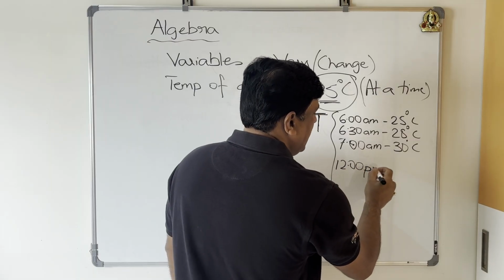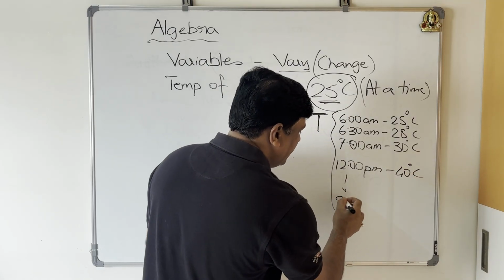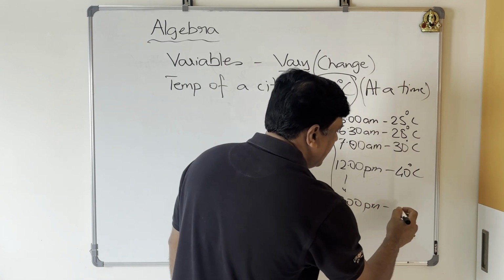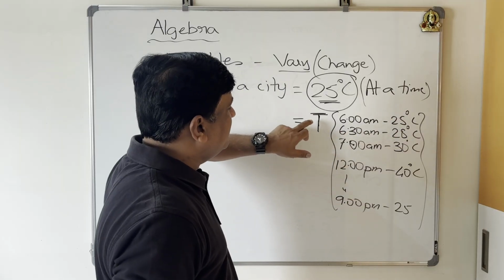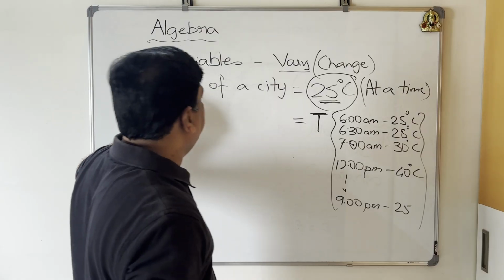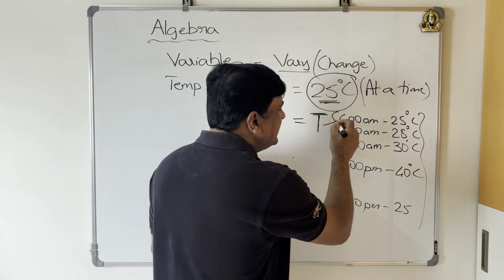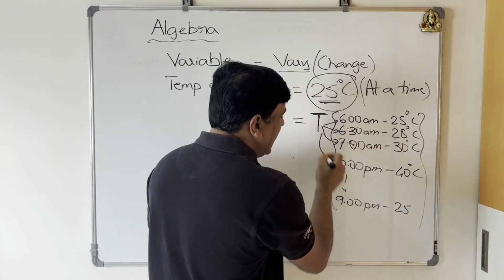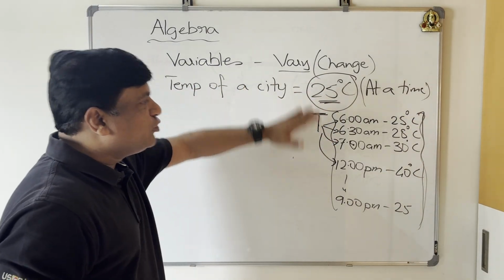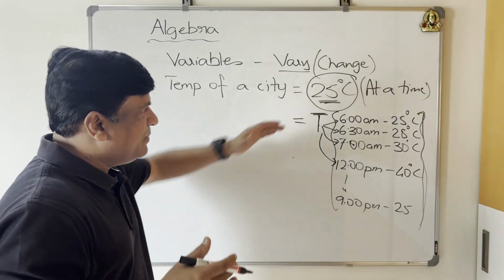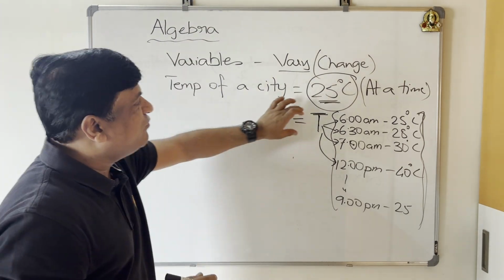At 12 noon, what happens? It can be around 40 degrees. Similarly, when it keeps coming down, at 9 p.m. in the night, it might be 25 again. So look at how many values it can take during the day. This T, the variable assigned to the temperature of the city, can take multiple values during the day. And we save those numbers at that particular time as constants. That is how we store the temperature in the system, to tell people what the temperature was during the whole day on this particular date. That's why we use variables.